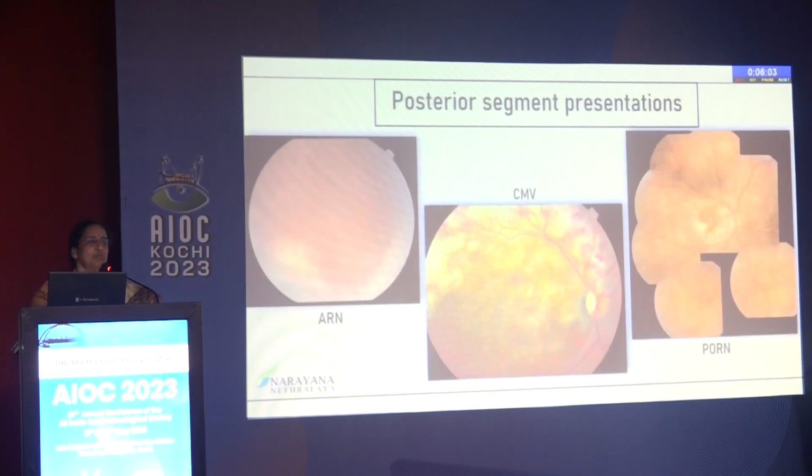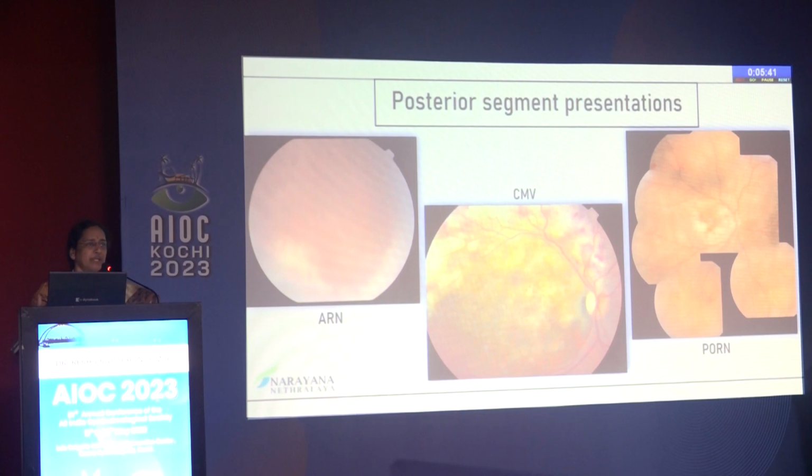Coming to the posterior segment manifestation, this is an emergency. You have to dilate and see the fundus, otherwise many times you may miss acute retinal necrosis, what is happening in the retinal periphery. ARN has a Swiss cheese pattern. CMV retinitis is what we call a pizza pie appearance or tomato ketchup appearance. PORN has a cracked mud appearance.